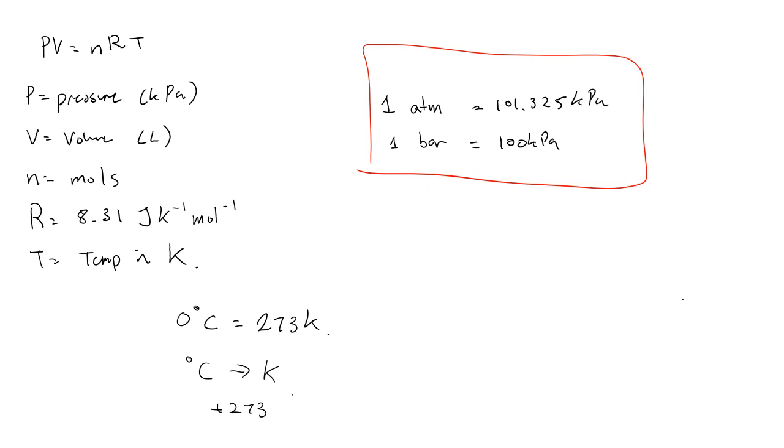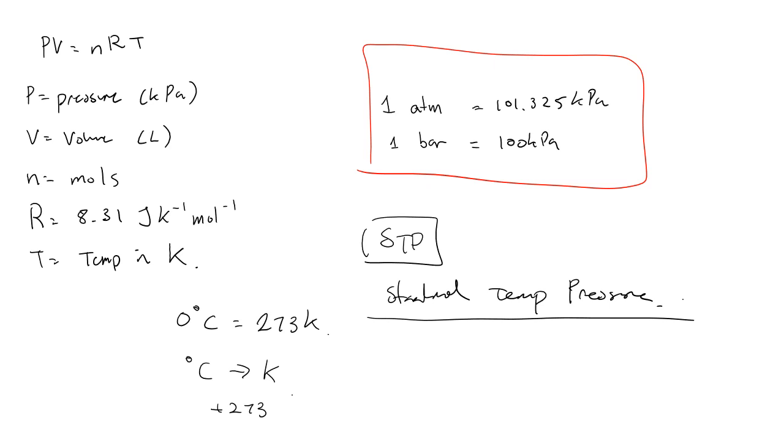Now, if you are given a question that asks you to find, let's say, the volume of a gas at STP, which is standard temperature and pressure, you can just use the volume formula in terms of number of moles, so n equals volume of the gas over the molar volume, and the molar volume is always equal to 22.4 liters per mole.